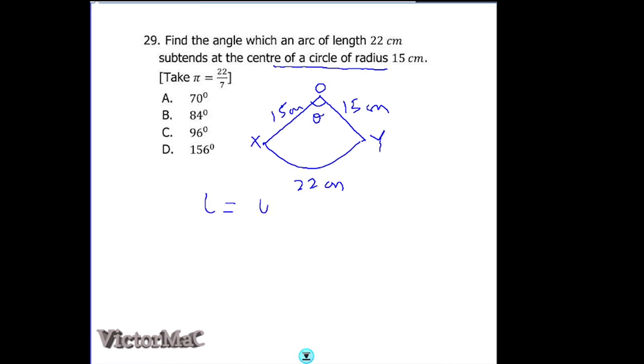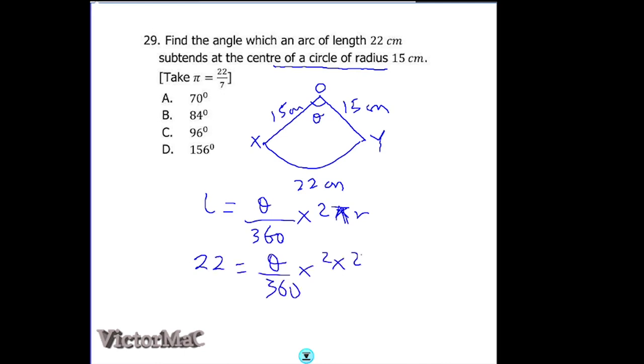It's the angle at the center out of 360 times 2 pi r. The length has been given as 22, theta over 360 times 2 times 22 over 7 as your pi, and the radius is 15. Okay, so 15 here, 1, 15 in 360 is 24. 2 here, 1, 2 here is 12. Sorry for the calculation, just to make it faster. All right.